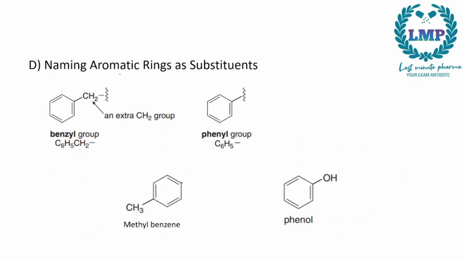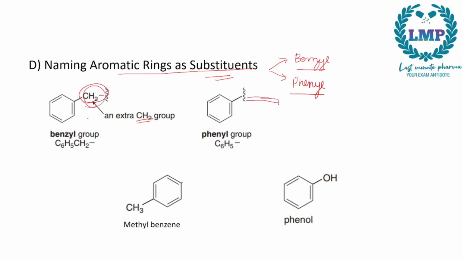Now next is naming an aromatic ring as a substituent. If it's a substituent, there are two things we can write for a benzene ring. We can either call it a benzyl or a phenyl. Now what is the difference between a benzyl and a phenyl? A ring can be named benzyl only when the benzene ring is attached to a CH2 group, an extra CH2 group, whereas it's called a phenyl when it is attached directly to the next thing we have in mind. So the only difference is the CH2 group.